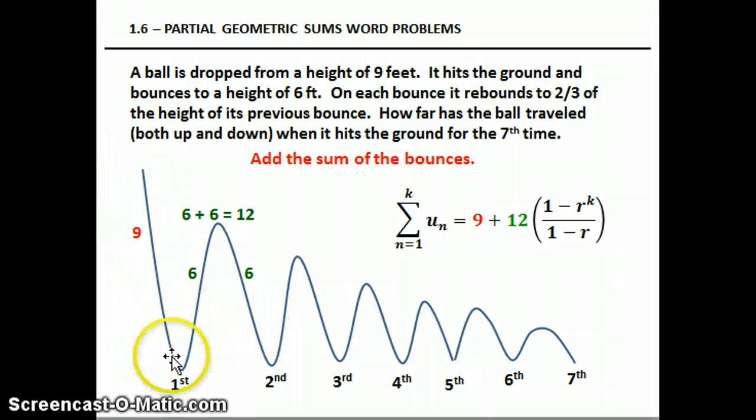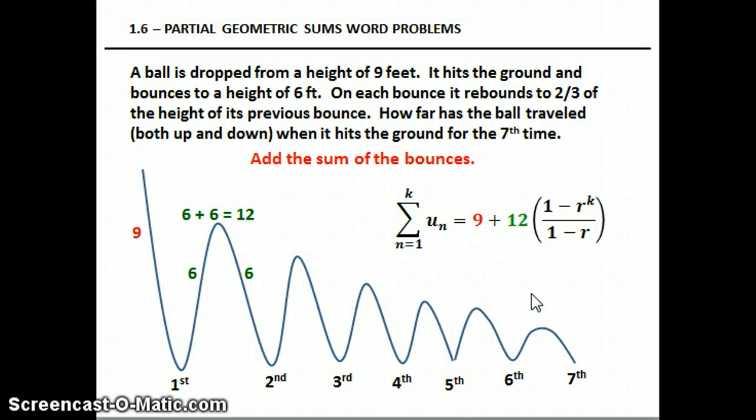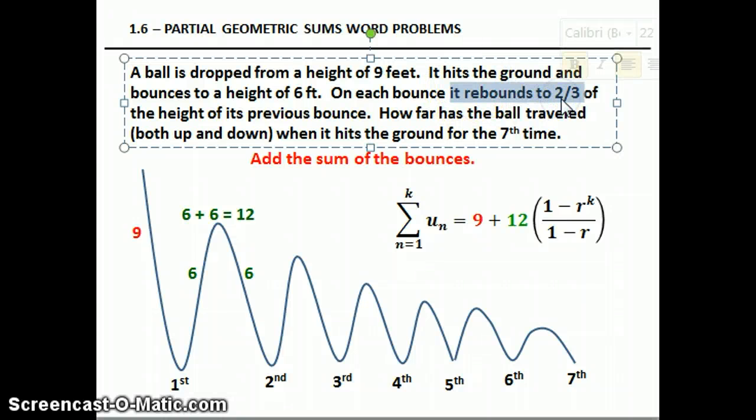So it's dropped from an initial height of 9 feet, which we're ignoring. Then our first bounce, it says, it hits the ground, bounces to a height of 6, and then back down. That means this whole distance from up and down is going to be 12 feet. That is our u sub 1. So we'll put that right here in u sub 1. Now for the rest, we need to figure out what our common ratio is, and that's easy because it tells us it rebounds 2/3 of its height each time.